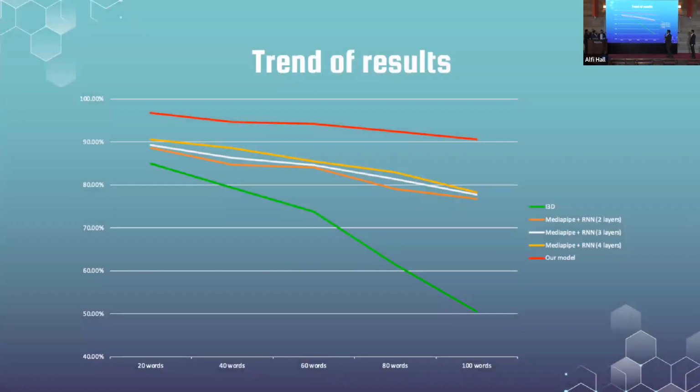To have a better sense of our results and how they compare to other models, this is a graph showing the trend of how each one of the 5 models performed when we increase the number of words. Even though all of them are decreasing in some way, our model on the top, even though it's decreasing, is decreasing by a very low gradient compared to the other models. This shows that our model is somewhat scalable if we increase the number of words in the future.